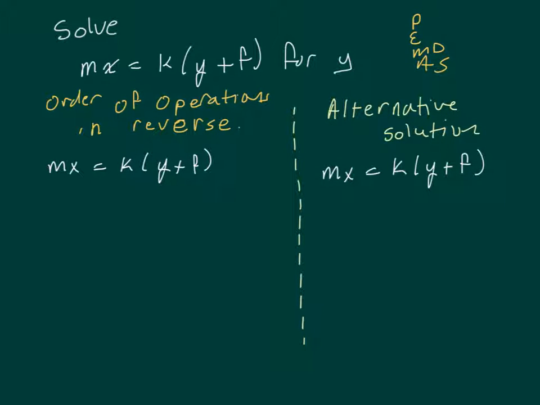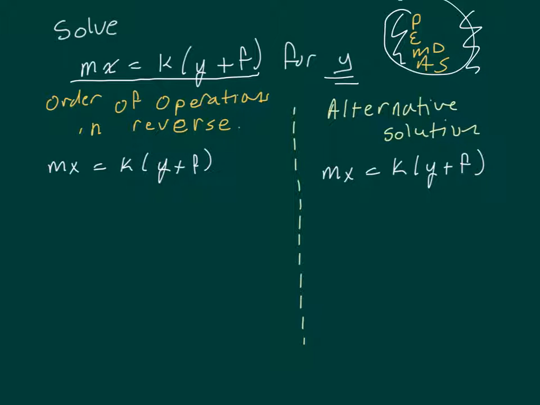So here we see a very similar literal equation where we're asked to solve mx equals k times y plus f for y. I'm going to show you guys two methods. First, the PEMDAS in reverse, which I'm going to advocate because I know everyone knows order of operations really well, and I want you guys to understand that when you're solving, you're doing this order of operations backwards, although I imagine these steps look a little wonky compared to what you might be used to.